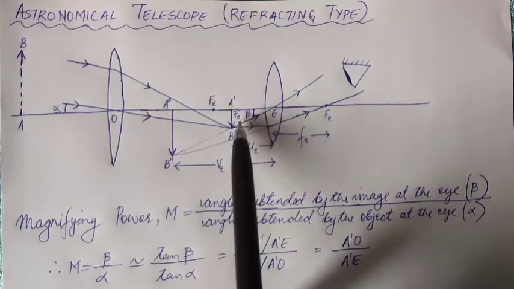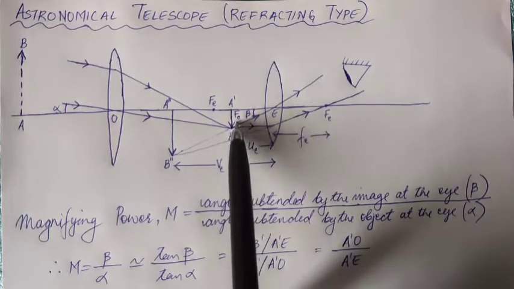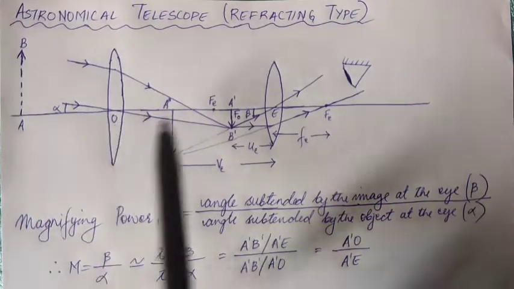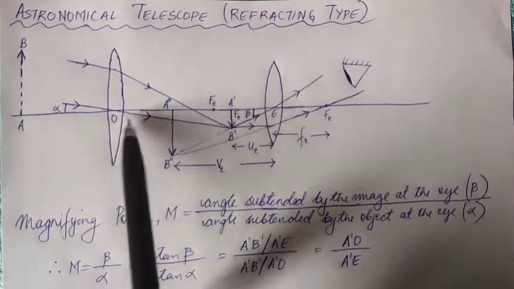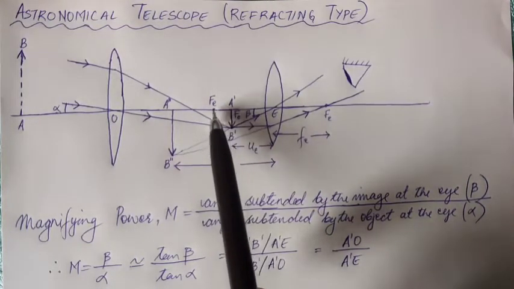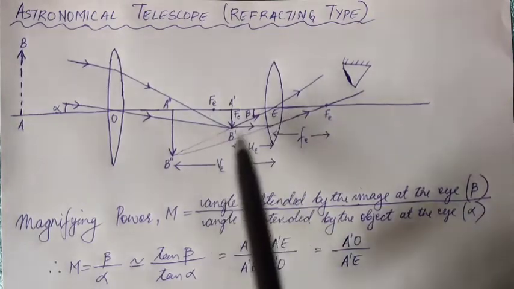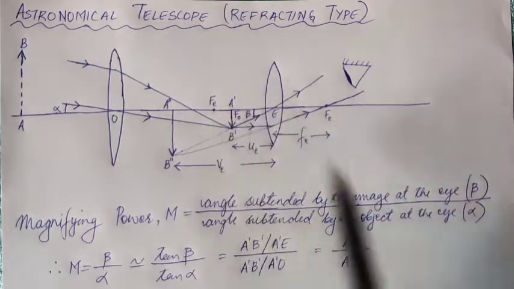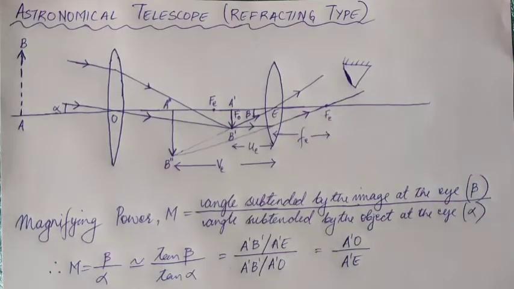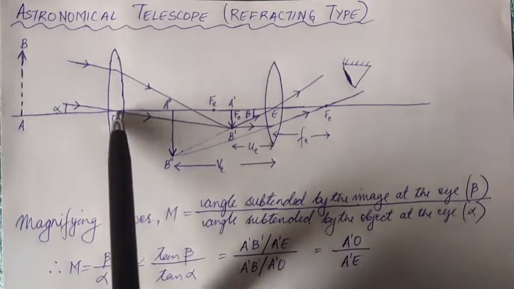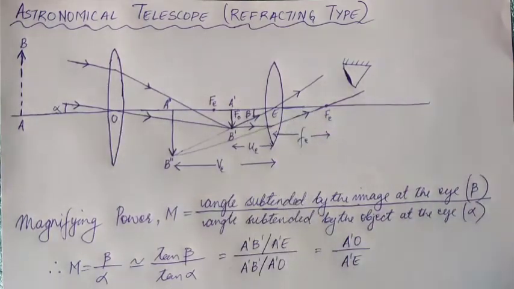You can see f0 written over here. That is the focal point or principal focus of your objective. So OA dash is the focal length of your objective. And you can see FE written over here. FE is the focal point or principal focus of your eyepiece. This distance EFE is the focal length of your eyepiece. We can see from the picture itself that the objective has a longer focal length than your eyepiece.